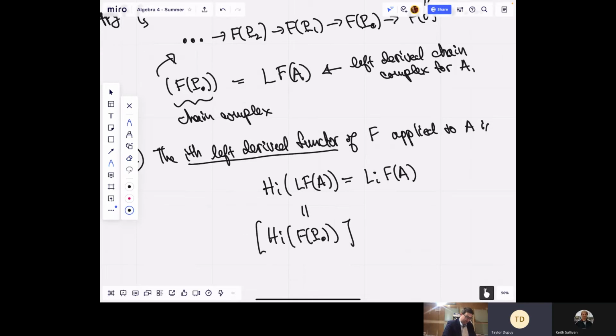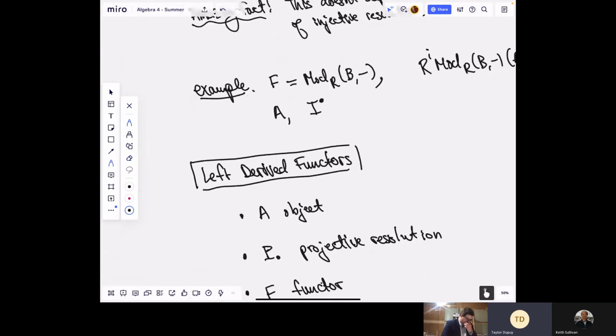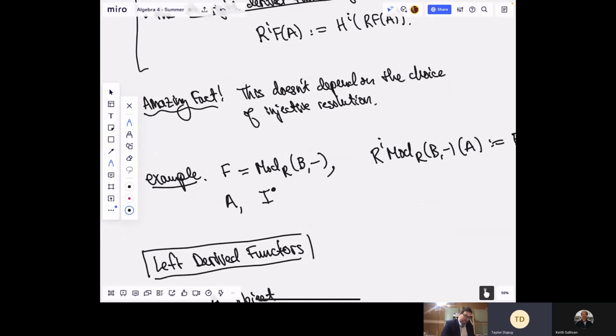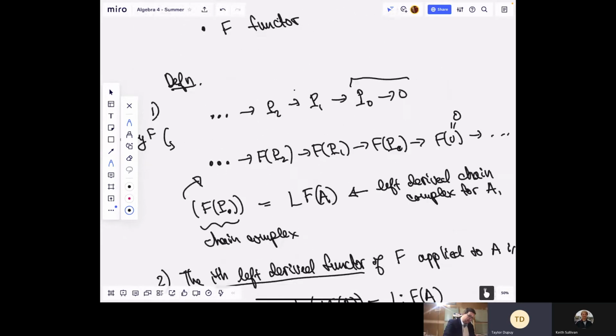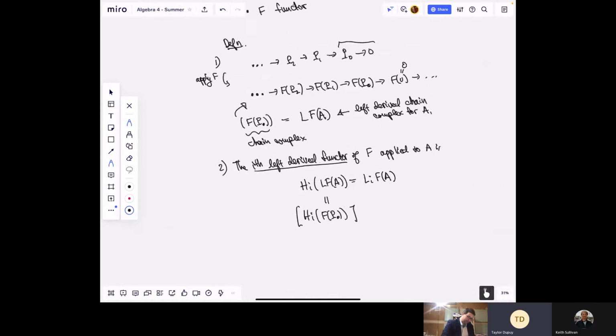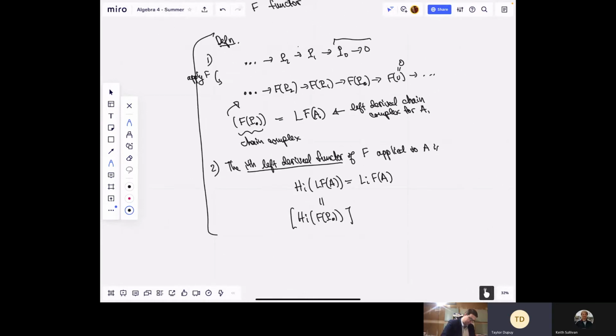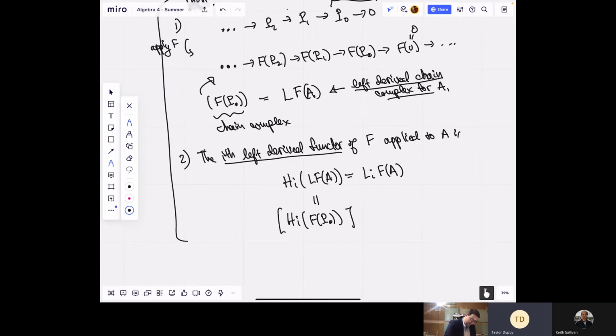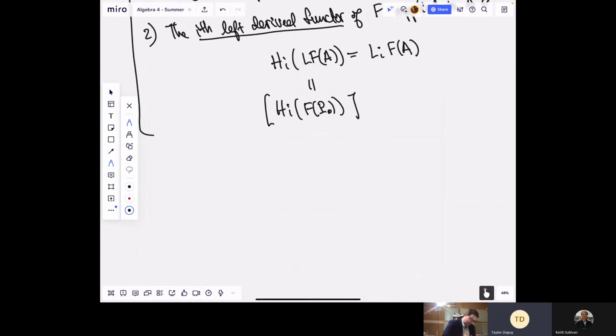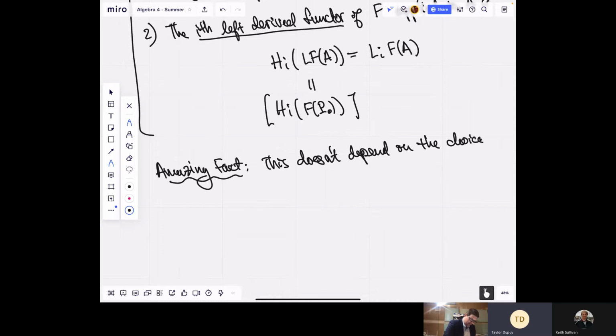And so again, there's this magical fact. Like we said before, there's an amazing fact that this doesn't depend on the choice of injective resolution. This doesn't depend on the choice of projective resolution. So let me wrap this up nicely. That's the definition of this. Okay, so amazing fact: this doesn't depend on the choice of projective resolution.